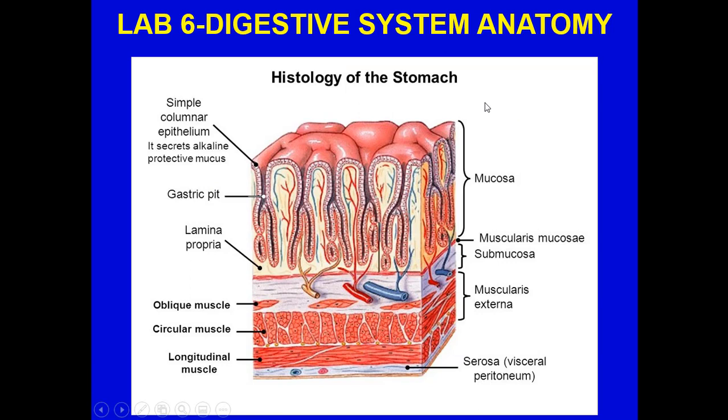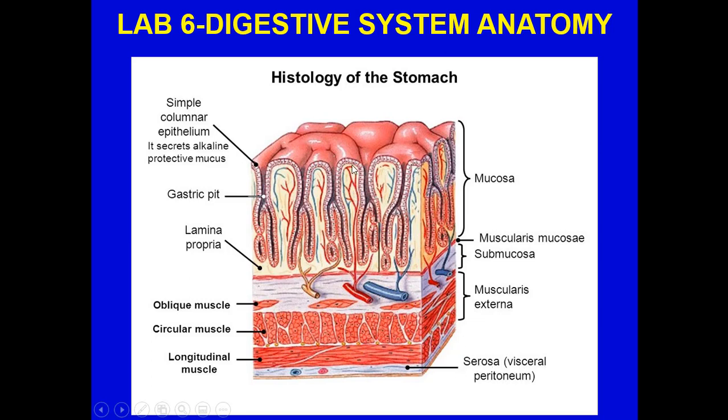When you go into the histology of the stomach, you're going to notice that you have simple columnar epithelium. It secretes an alkaline protective mucus right here to protect it. Okay? You have a gastric pit, and then into it you're going to have these glands, the glandular cells that are going to produce various substances. Underneath it, the lamina propria, the muscularis mucosa, the submucosa, and then the muscularis externa. All of these are the different types: the oblique muscle, circular muscle, longitudinal muscle, and then you have the serosa, which is really consisting of the visceral peritoneum.